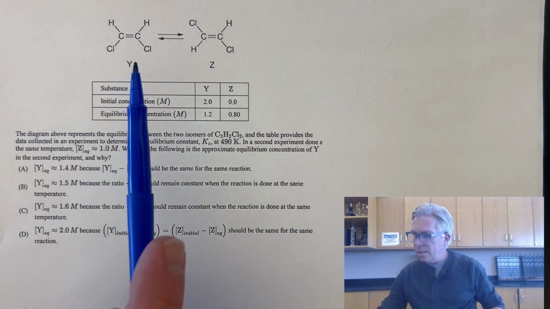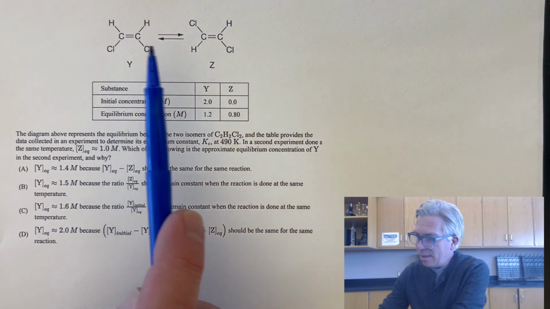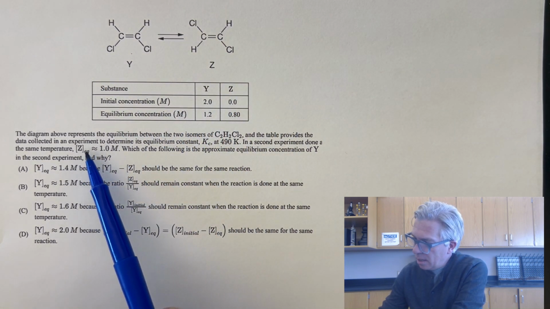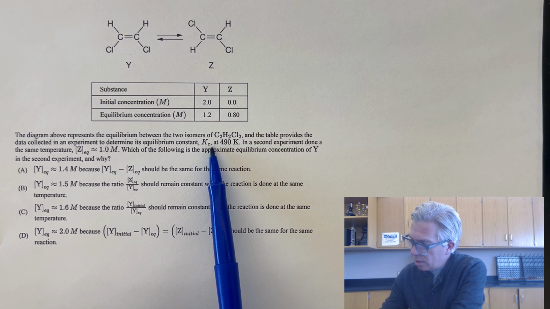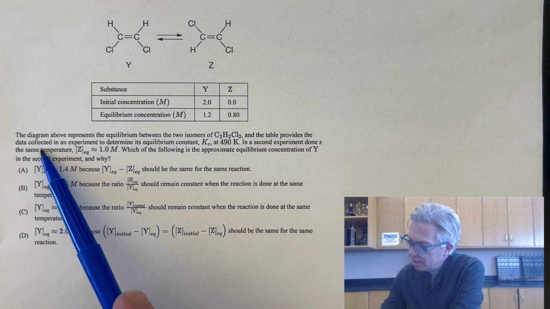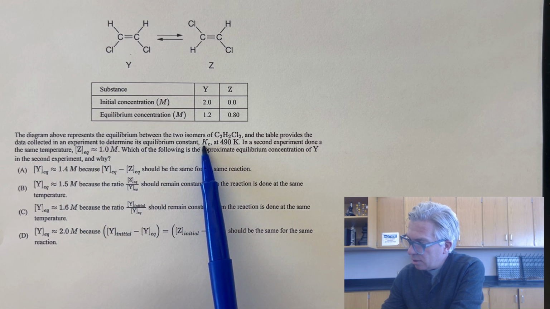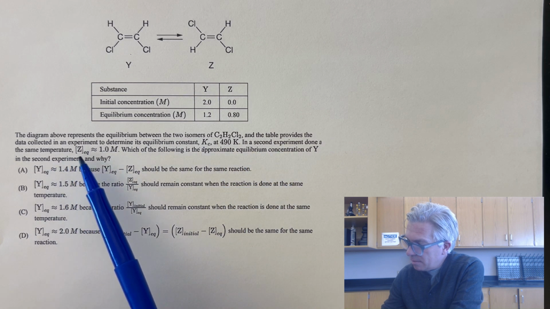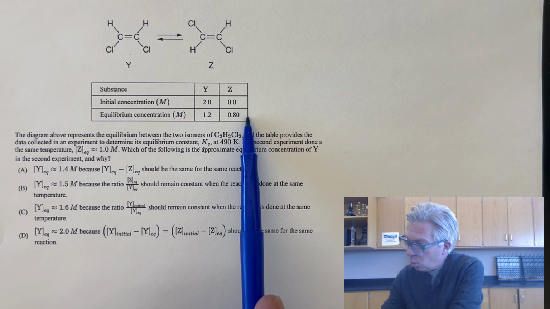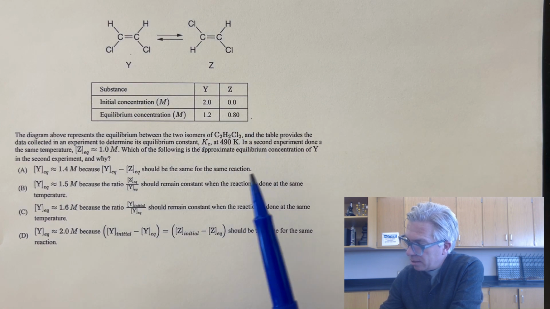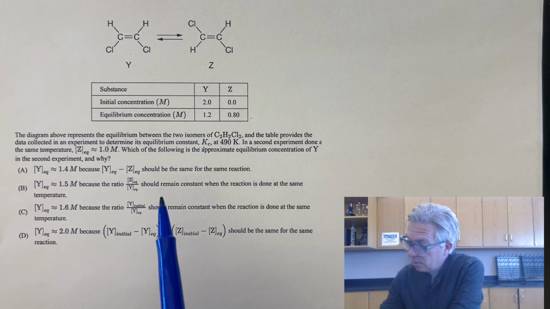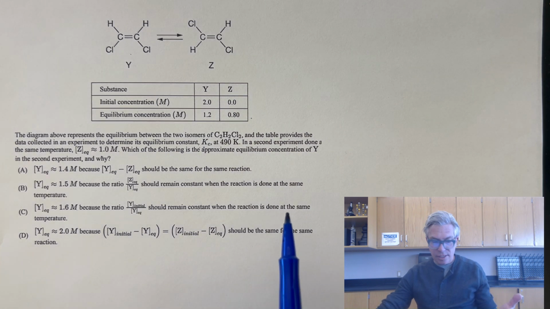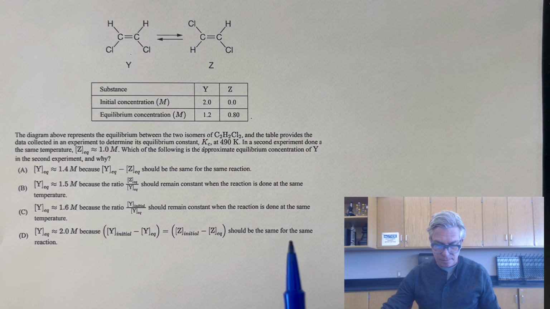All right, and we have one more. This will pause the video moment. This is cis dichloroethene, and this is trans dichloroethene. And we have the two isomers there, and the equilibrium constant is trying to be determined. And the table provides data collected in an experiment to determine its equilibrium constant. In a second experiment done at the same temperature, Z is now going to be 1 atmosphere, 1 mole per liter. Which of the following is the approximate equilibrium concentration of Y in the second experiment, and why? Take a moment, pause the video, and see if you can solve this one.